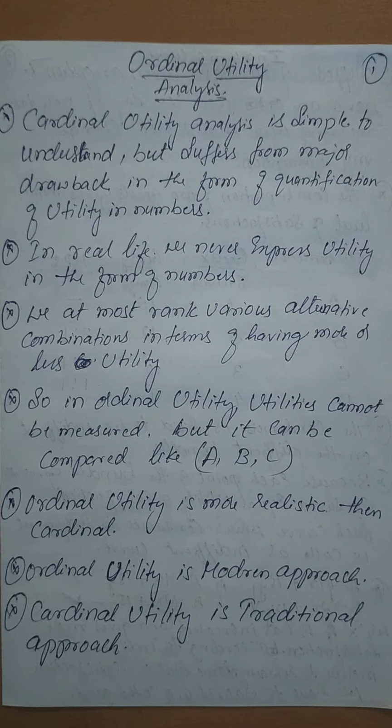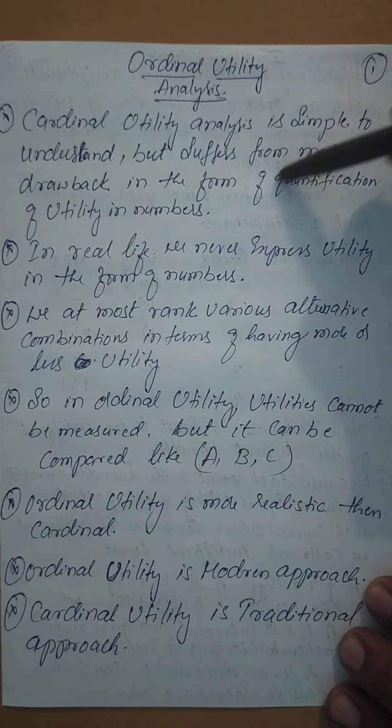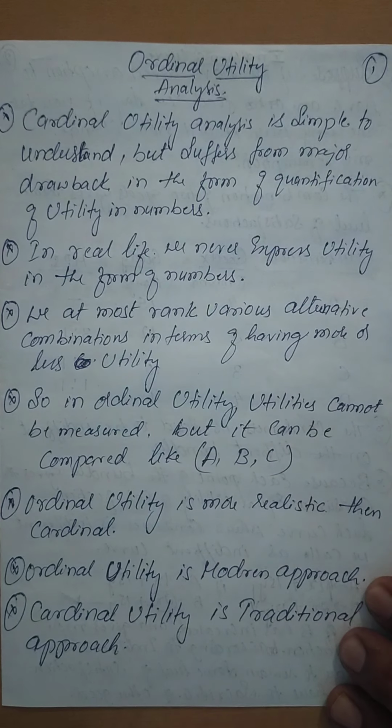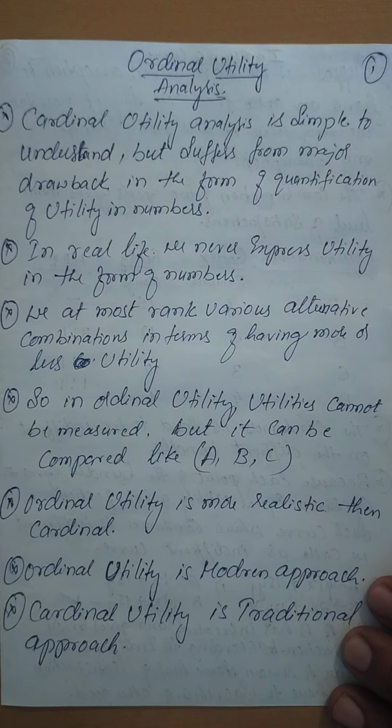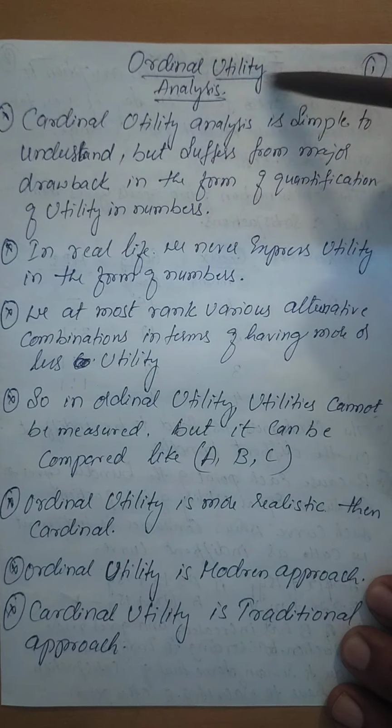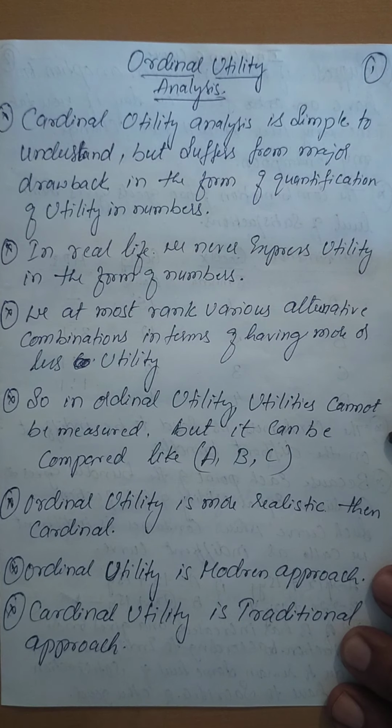If you eat one mango, you cannot say very clearly that you got 10 units of satisfaction. If you say 10 units of satisfaction, how much satisfaction has actually taken place, we cannot say clearly. Such doubts arise in the mindset of the consumers. That is where it is not able to quantify the utilities in numbers. So for that, the ordinal utility approach was born.